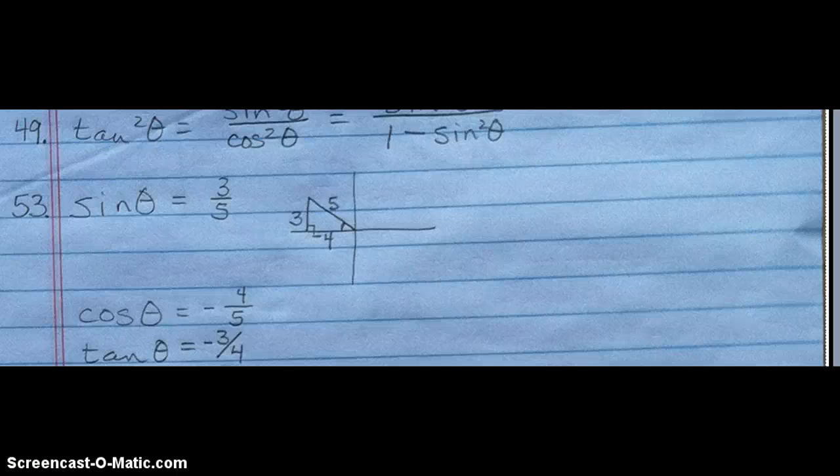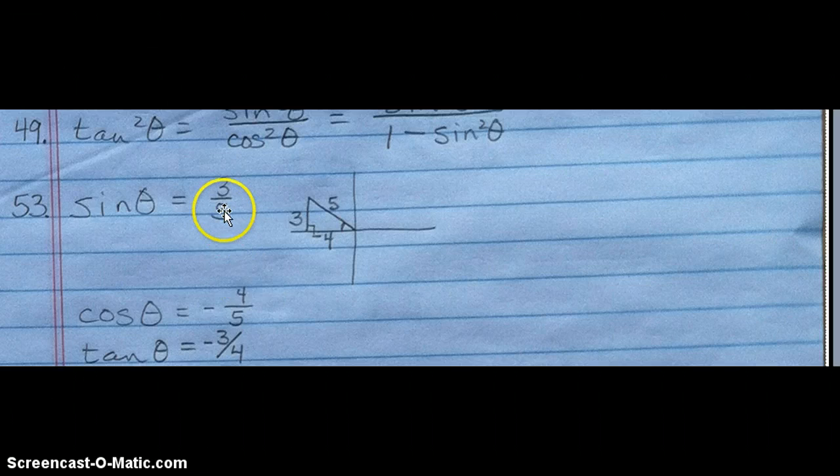Sine of theta is 3/5. In problem number 53, we are also told that the cosine is less than 0. The cosine is negative in the second and the third quadrant. The sine is positive, so that means we must be in the second quadrant.